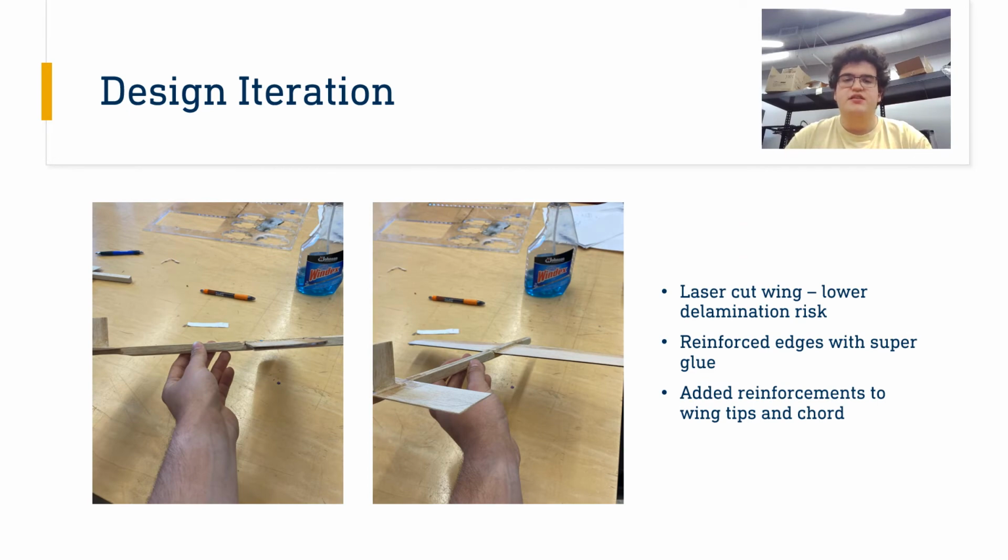After initial testing, we made a number of changes to improve our glider design. These were mainly manufacturing changes, as we determined most of the issues with our initial design stemmed from how it was manufactured. We laser cut new wings, which gave us cleaner edges and lowered our delamination risk. We also reinforced the wing edges with super glue to reduce the chances that a wing strike while landing would damage the wing beyond repair. Finally, we added small balsa reinforcements to both the wingtips and wing core, which ensured the glider would survive flight while only sustaining repairable damage.